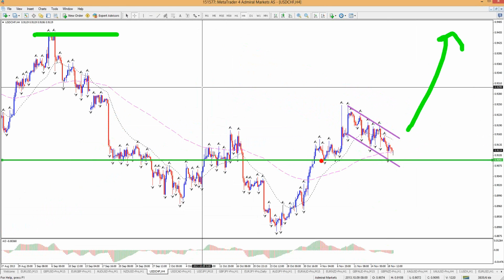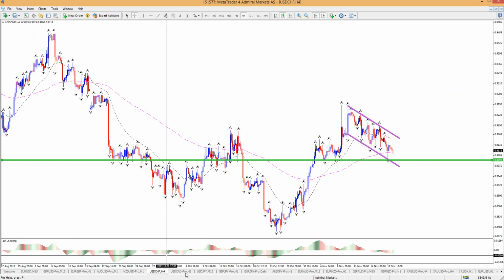If it breaks this bottom at 91, then we could see some more downside to challenge this bottom. So I wouldn't touch it unless we break one of the two, the bottom here or this uptrend channel, on the dollar Swiss specifically. Let's take a look at the dollar CAD.